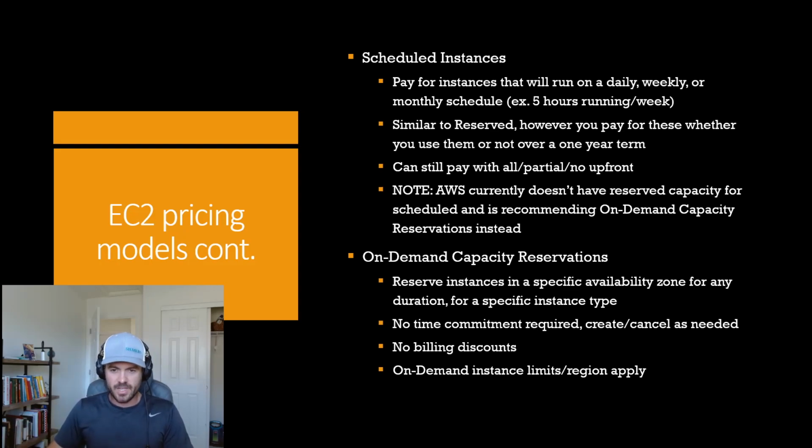But that kind of comes with the fact that there's no billing discounts, right? You trade billing discounts for flexibility. You're still going to have on-demand instance limits per region that apply. So, for example, you're going to have, I think, a limit of maybe 20 instances per region, if I remember right. And you can't go above that, but you'll have to double check me on that. So that is on-demand capacity reservations, all right?